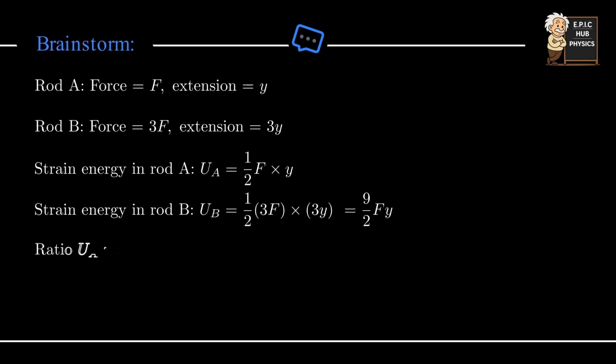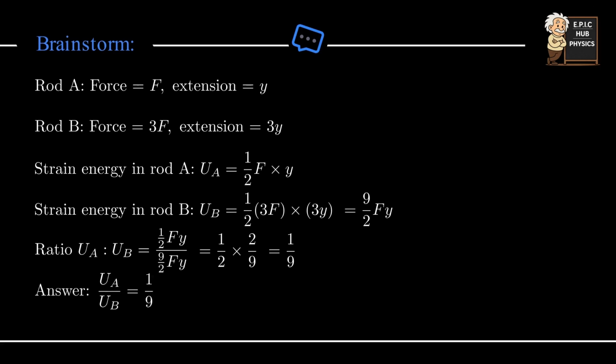The ratio of the strain energy in rod A to the strain energy in rod B becomes 1/2 FY divided by 9/2 FY. Simplifying this gives 1/2 multiplied by 2/9, which equals 1/9. So, the ratio of the strain energy stored in rod A to the strain energy stored in rod B is 1/9. This is our final answer.